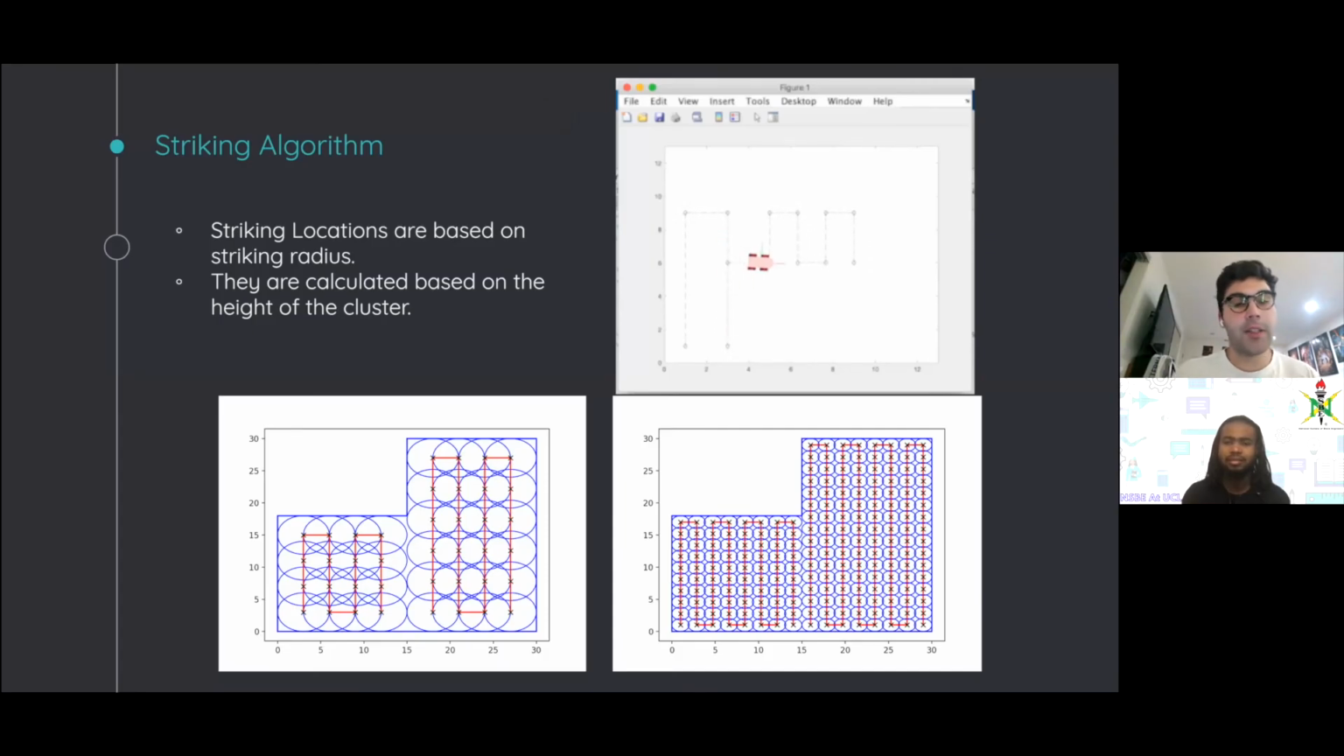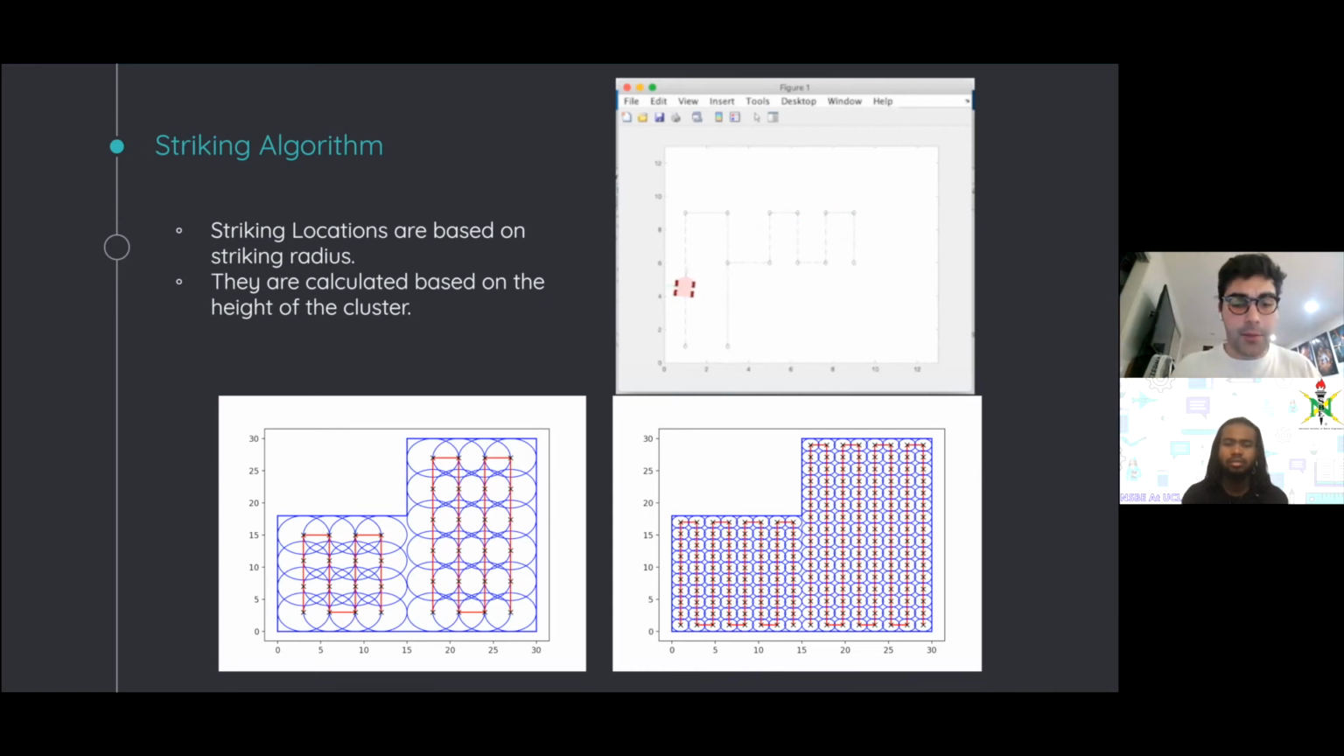So we also designed a striking algorithm so that the robot knows exactly which spots on the testing area it needs to strike in order to get the mobility readings. And as you can see on the graphs displayed, the striking locations are based on the striking radius and are calculated based on the height of the clusters in the testing area. So on the left graph, you can see that the striking radius is set to 3 meters. And on the right graph, the striking radius is set to 1 meter. And obviously, the graph with the 1 meter striking radius has significantly more striking spots.